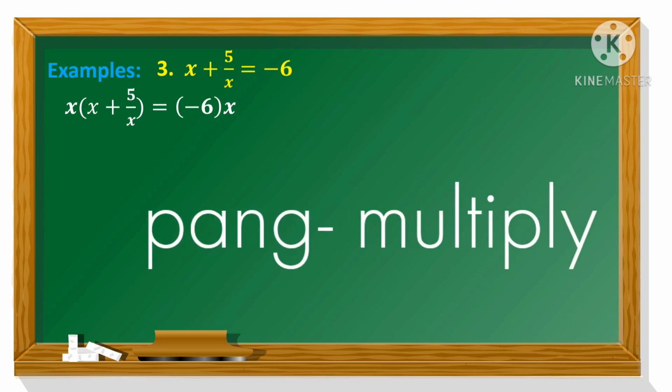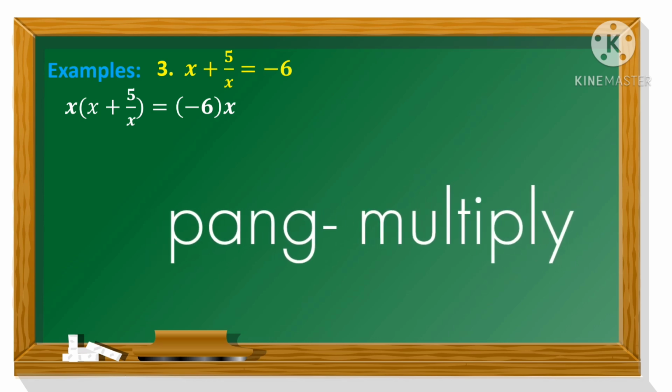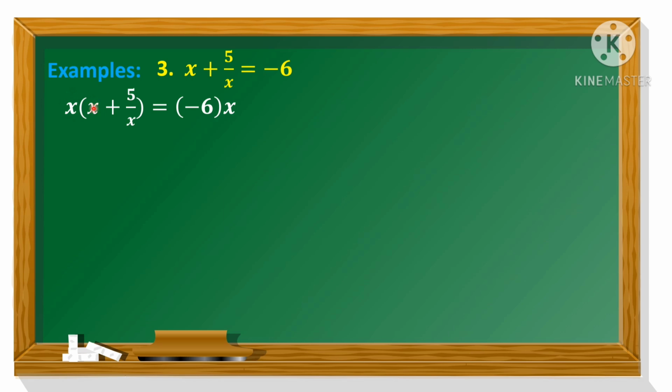So yun na ang pang-divide natin. So you have this one, x times x, you have x squared, then x times 5over x, 5x divided by x is 5. Then doon sa right side naman, negative 6 times x is negative 6x. So we have x squared plus 5 equals negative 6x. Let us transpose negative 6x to the left side. It will become positive 6x. So we have now x squared plus 6x plus 5 equals 0. So this is now a simple quadratic equation.